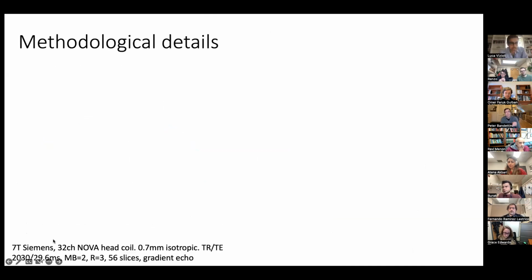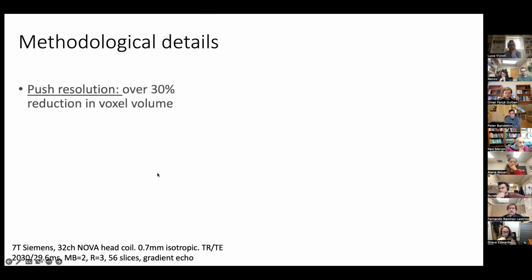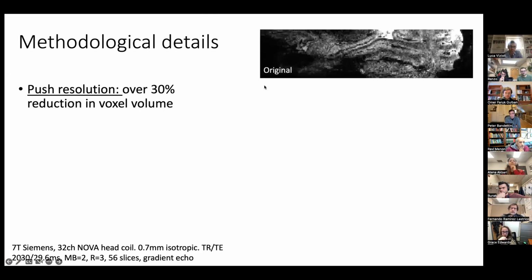So tell me a bit about the methodological details. So this was a 7T acquisition using a 32-channel Nova coil, single channel, 0.7 isotropic voxel, gradient echo data, with a TR of about 2 seconds. As I said, we pushed the resolution significantly, achieving over a 30% decrease in our voxel volume, while also increasing our field of view.